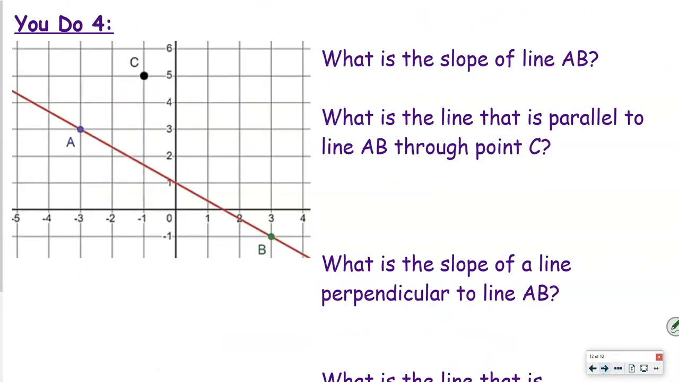Okay? So let's see if you guys can do this last one. In this one, you're going to do both a parallel and a perpendicular line through point C, but you got to find the slope of AB first. Go ahead and do that. Come back to me when you're done.